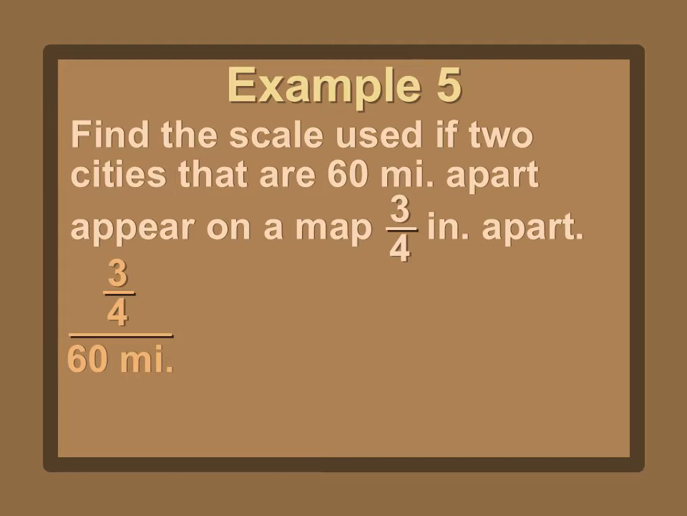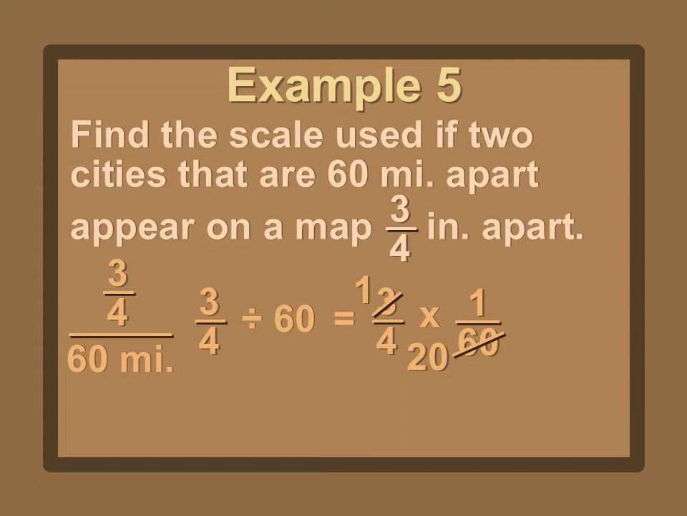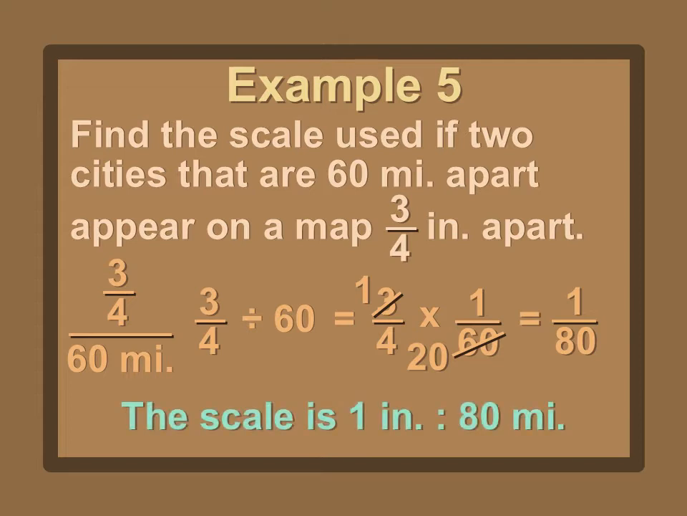Well, if they give us real life and they give us the map, all we have to do is divide. 3/4 divided by 60. Okay, so this is where we had to remember how to divide rational numbers. Keep, change, flip, or multiply by the reciprocal. So 3/4 divided by 60 would be 3/4 times 1 over 60 because you multiply by the reciprocal, which is 1 over 60. So reducing, 3 goes into 3 once, 3 goes into 60 20 times. That means we get 1 over 80. And that is our scale. Scale is 1 inch for every 80 miles.